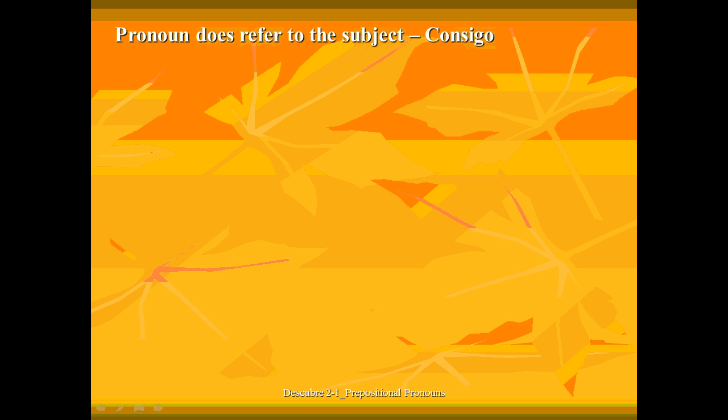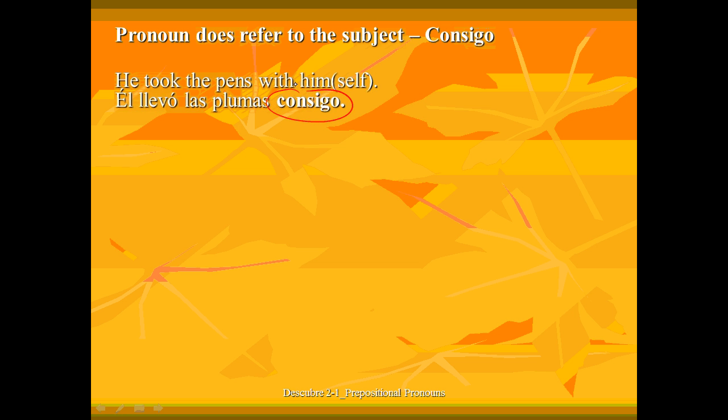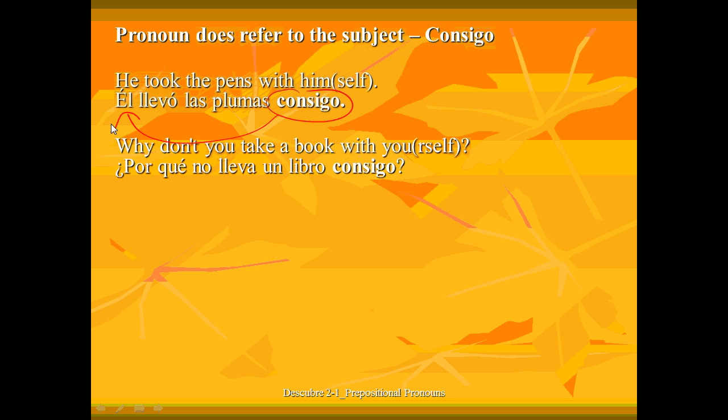I want to explain a little bit more about consigo. If the pronoun refers to the subject, you would use consigo. He took the pens with him. So with consigo, if it is referring to the subject, you would use consigo. Again, ¿por qué no lleva un libro consigo? Consigo refers to the subject, yourself.